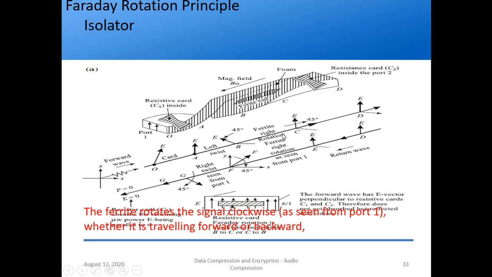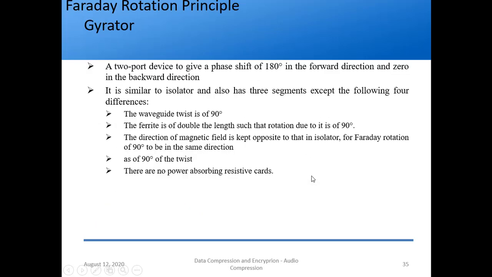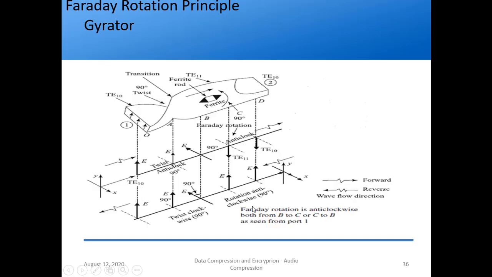So here it was getting rotated in clockwise direction. Now it will rotate in anti-clockwise direction, right? So it is opposite to that of the isolator. Okay, this is a typo. And there are no power absorbing resistive cards because you want the signal to travel in both directions. So obviously power absorbing resistive cards are not required. So same structure behaves. So I will not explain the geometry.